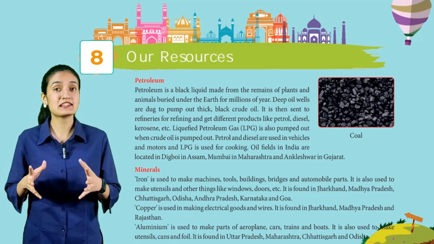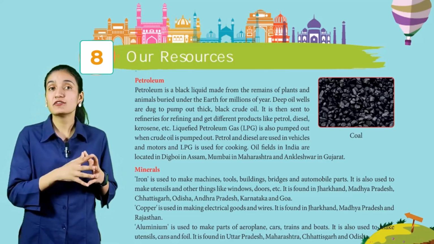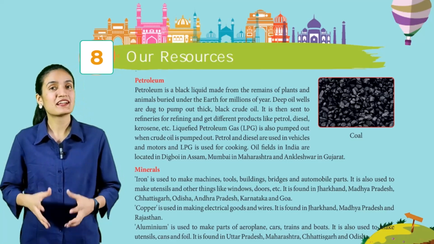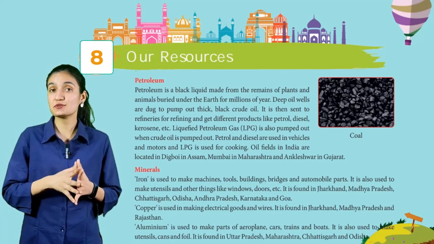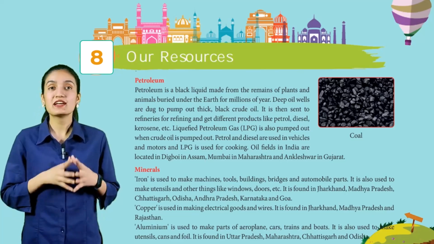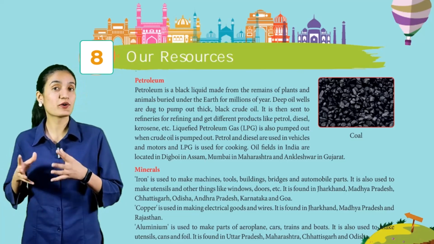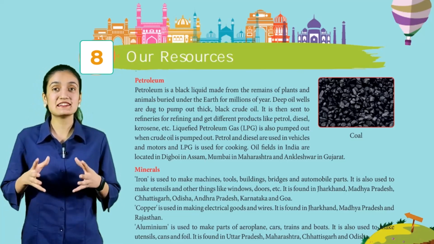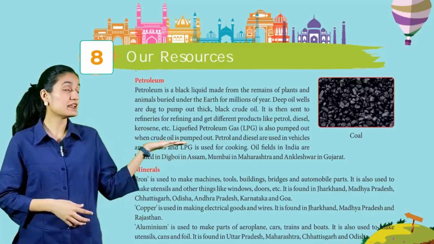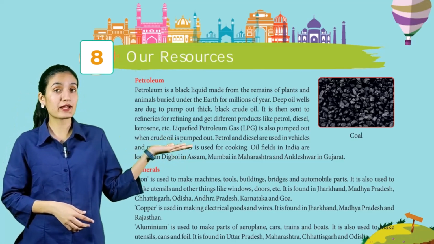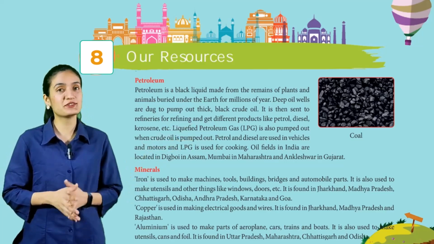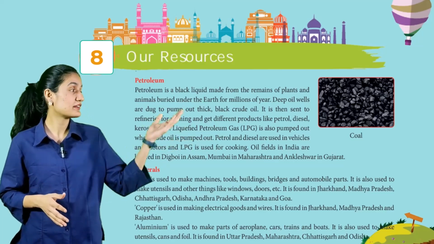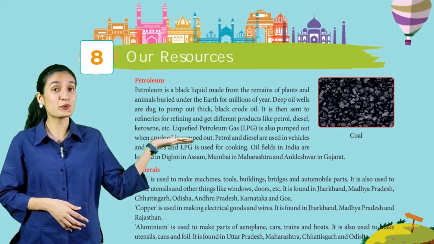Liquefied petroleum gas (LPG) is also pumped out when crude oil is pumped out. Petrol and diesel are used in vehicles and motors, and LPG is used for cooking. Oil fields in India are located in Digboi in Assam, Mumbai in Maharashtra and Ankleshwar in Gujarat. Now, here you can see the picture of coal.